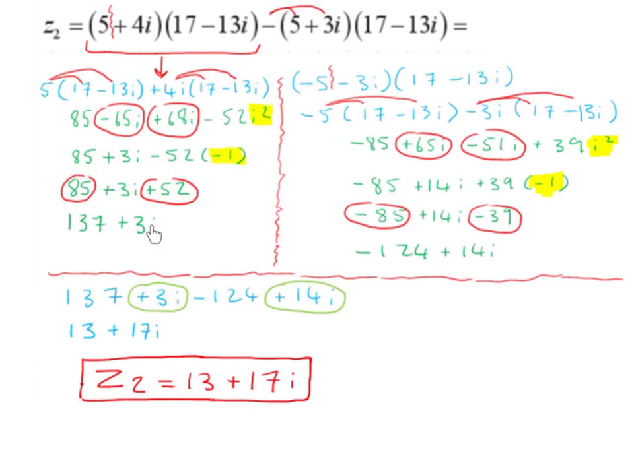And then I'm just going to group these together. The 137 plus 3i comes down here, and the minus 124 plus 14i comes down here. And then I'm going to simplify and get z2 to be equal to 13 plus 17i.